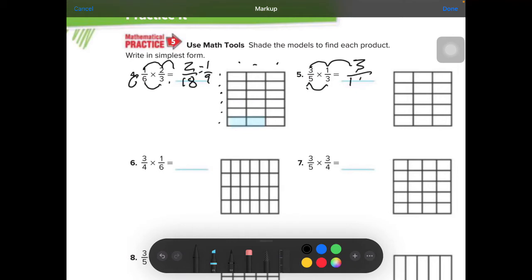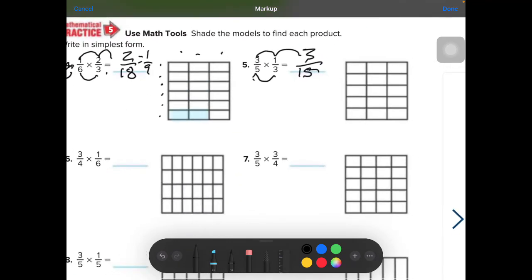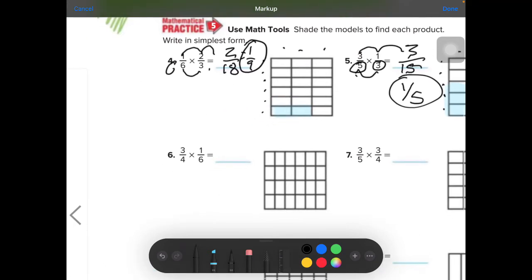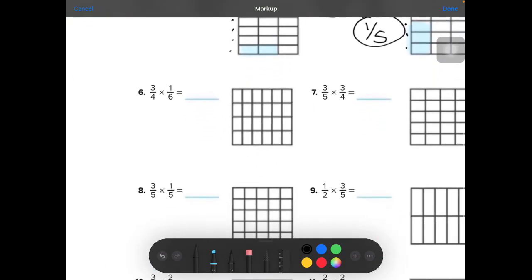Okay, number 5. 3 times 1 is 3. 5 times 3 is 15. So out of this little model over here, we have 1, 2, 3, 4, 5, because there's a 5. Then we have 3, 1, 2, 3 columns. We're going to shade 3 out of the 15. And it's going to simplify down to 1/5. Let's circle our answers today, shall we?